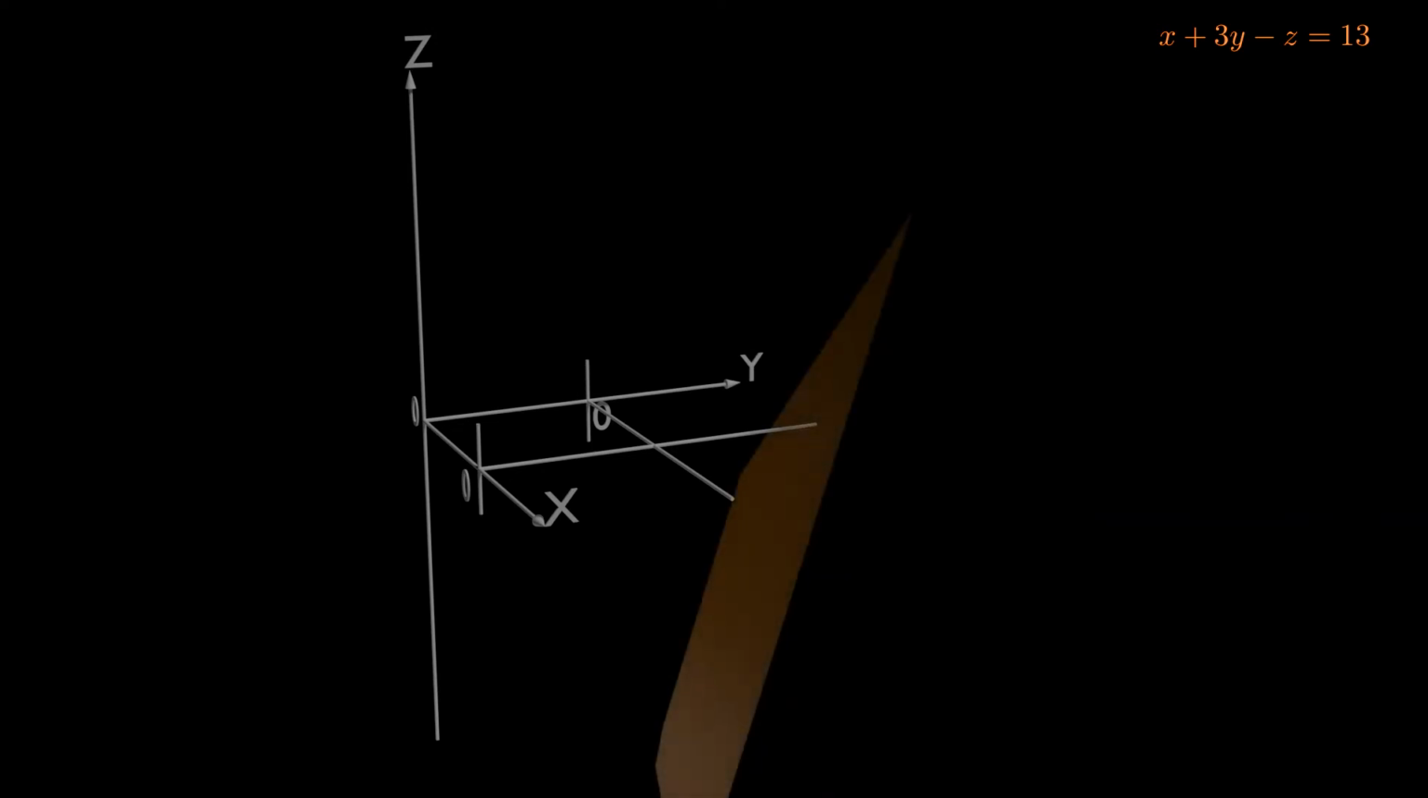Now let's consider the second equation, 4x minus y plus z equals 9. As before, we'll plot that as a plane, and we get this. Immediately we can see that these 2 planes intersect with each other along a line.